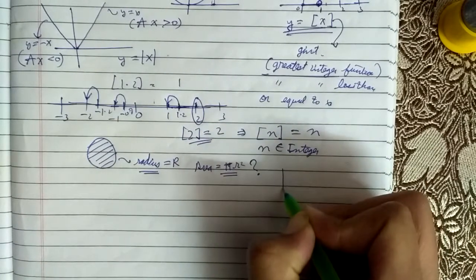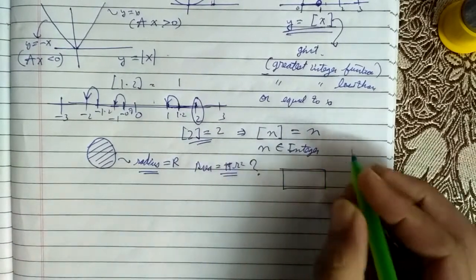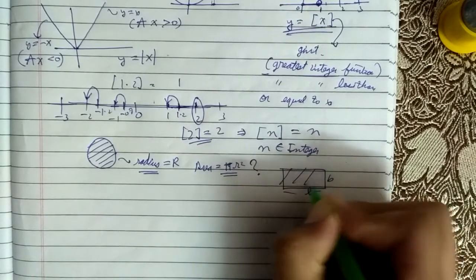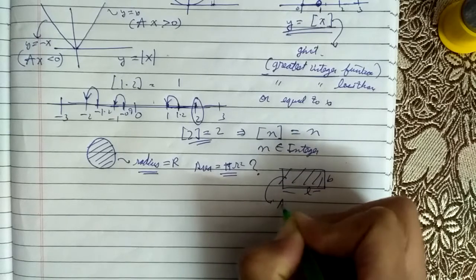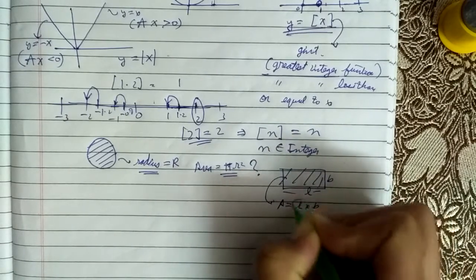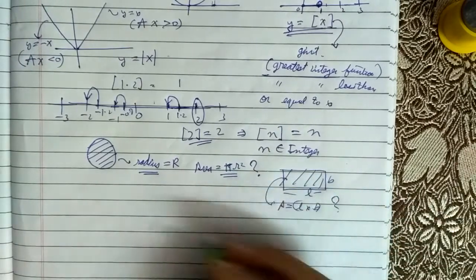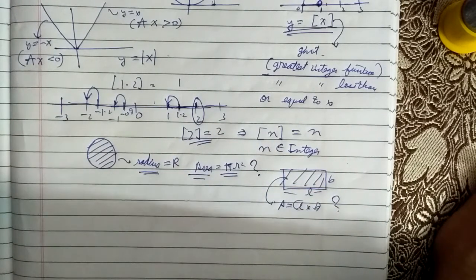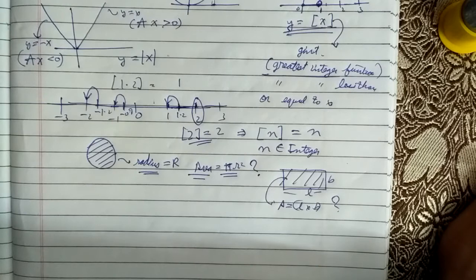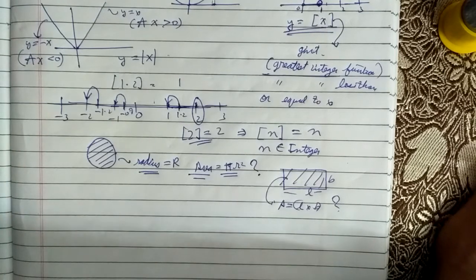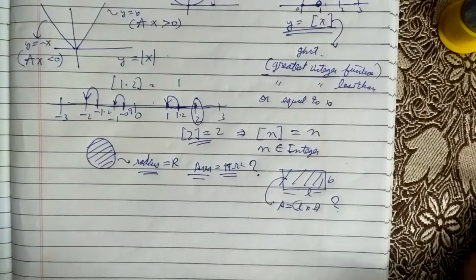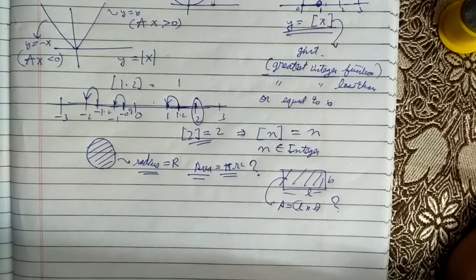For example, the area of a rectangle is length into breadth. But how? This might look like an unusual question that we haven't asked, but it is actually the most interesting question that we should have asked. So in this chapter we will also learn how to find this.